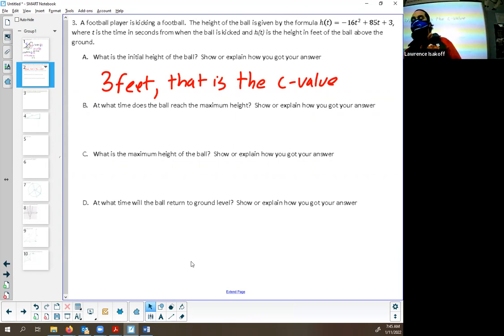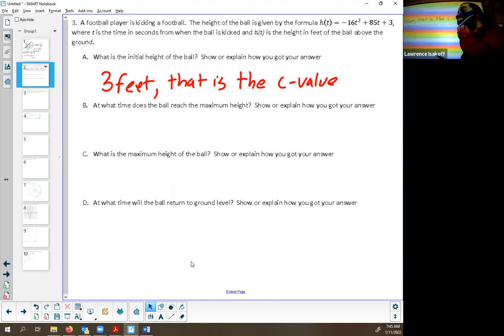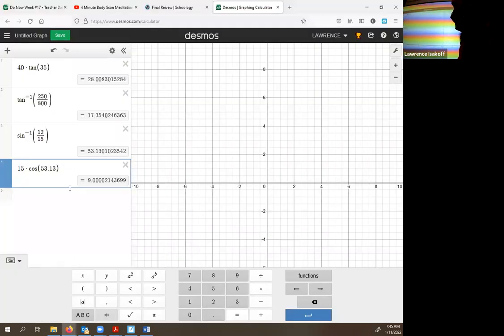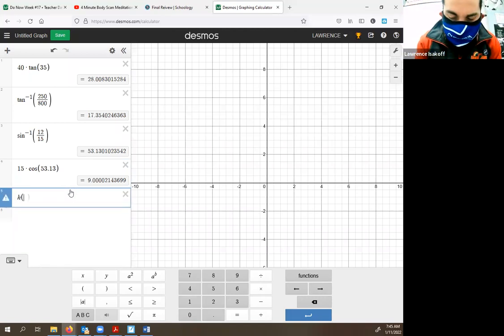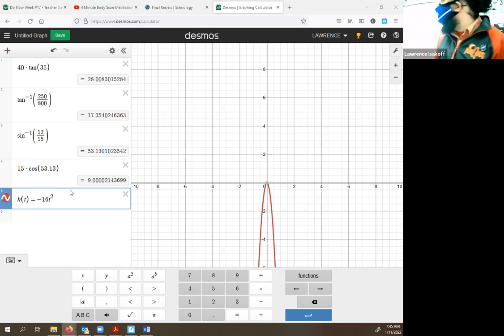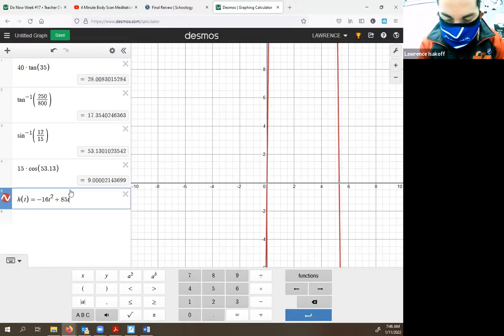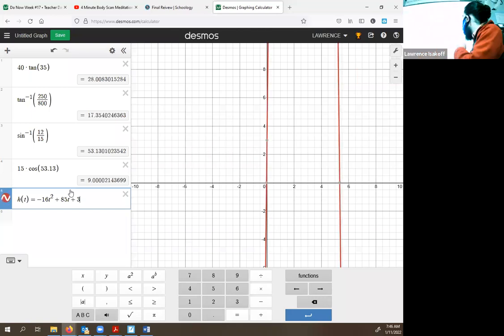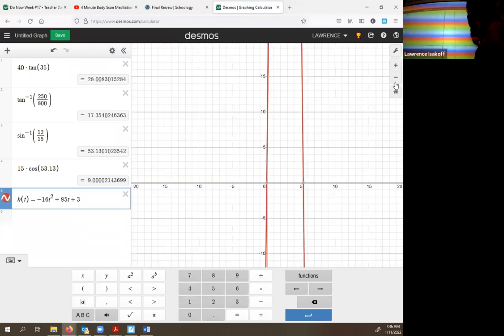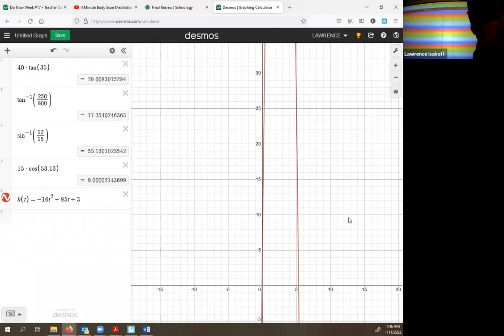Now, finding the max, we didn't formally go over this, but luckily it's pretty easy to do on Desmos. So what I'm going to do is graph this equation and find where the max is. So this said h of t is equal to negative 16t squared plus 85t plus 3. Now I can't fully see where the top is, so I'm going to work on zooming out.